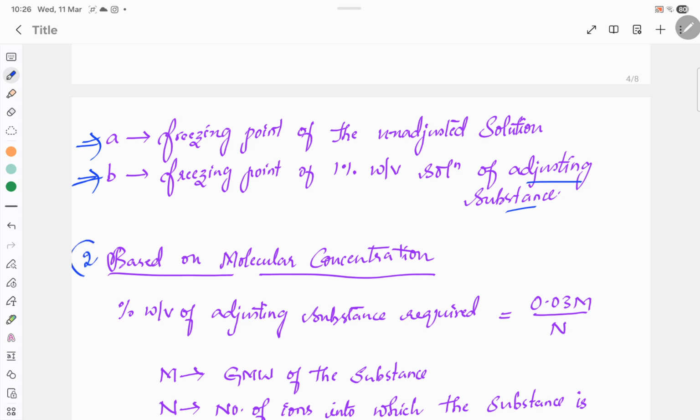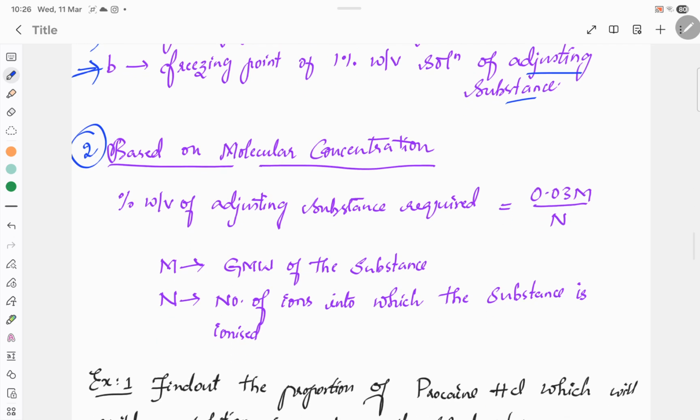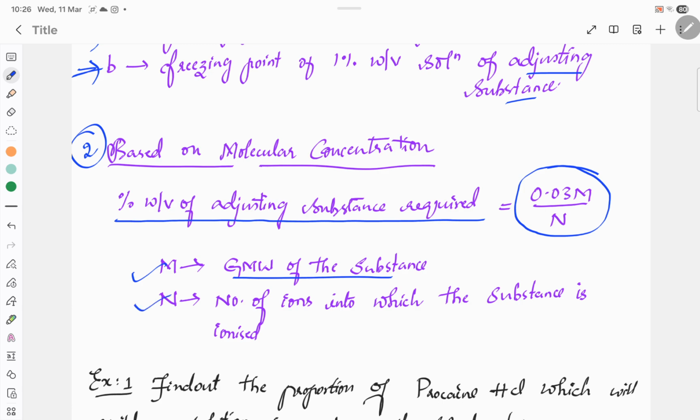And the second method is based upon the molecular concentration, where the formula is percentage weight by volume of adjusting substance required is 0.03 m by n, where m is gram molecular weight of the substance and n is the number of ions into which the substance is ionized. These two are the formulae that we have. Let us see one or two examples here.